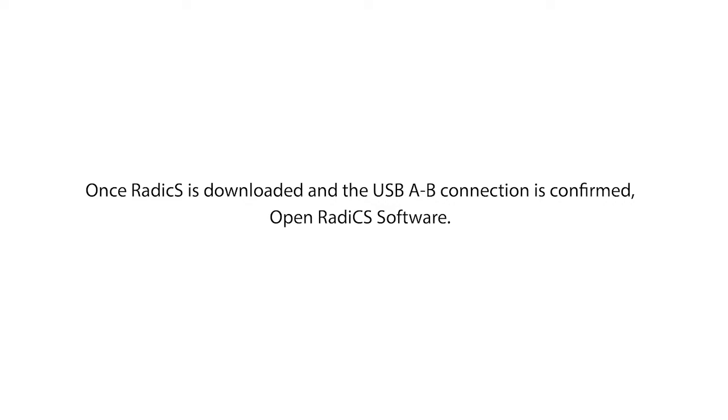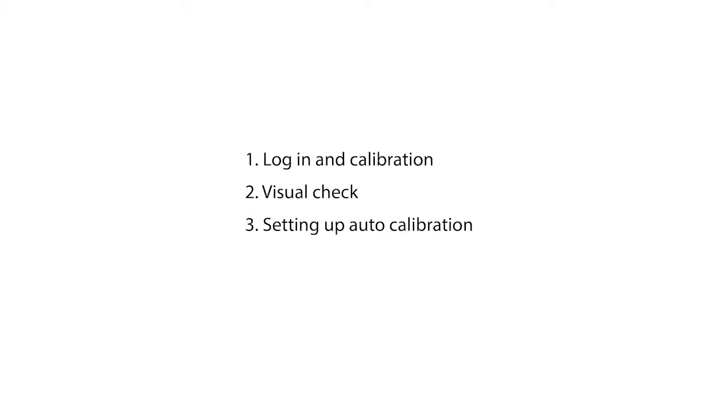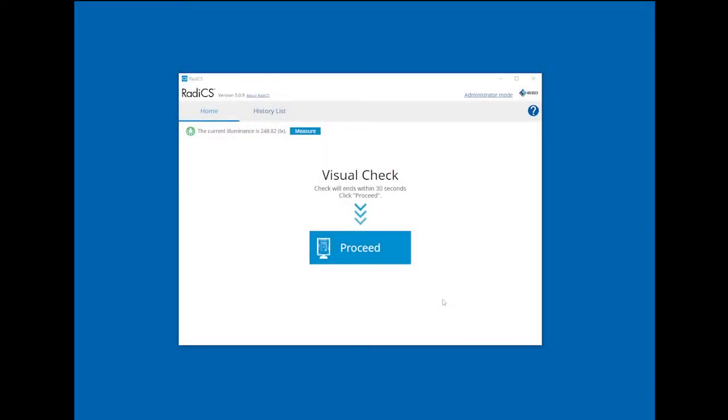Once RadiCS is downloaded and the USB A to B connection is confirmed, open RadiCS software. This tutorial is broken into three sections. Let's start with login and calibration. Click Administrator Mode to log in using the default password, password V5.